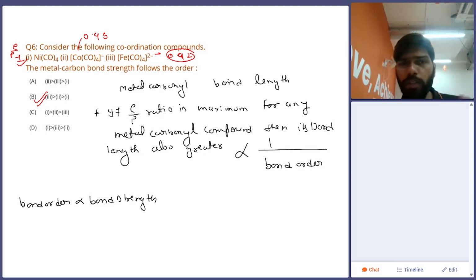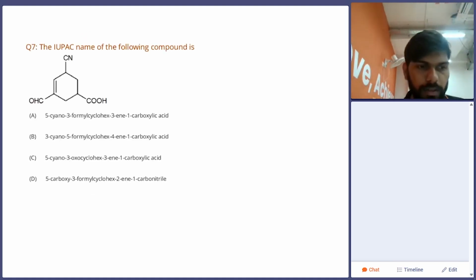And also, more than negative charge, you can say that it is directly proportional to bond order and bond strength. So that is also one of the reasons. But I think this is the most appropriate reason. You can go ahead. Next one.